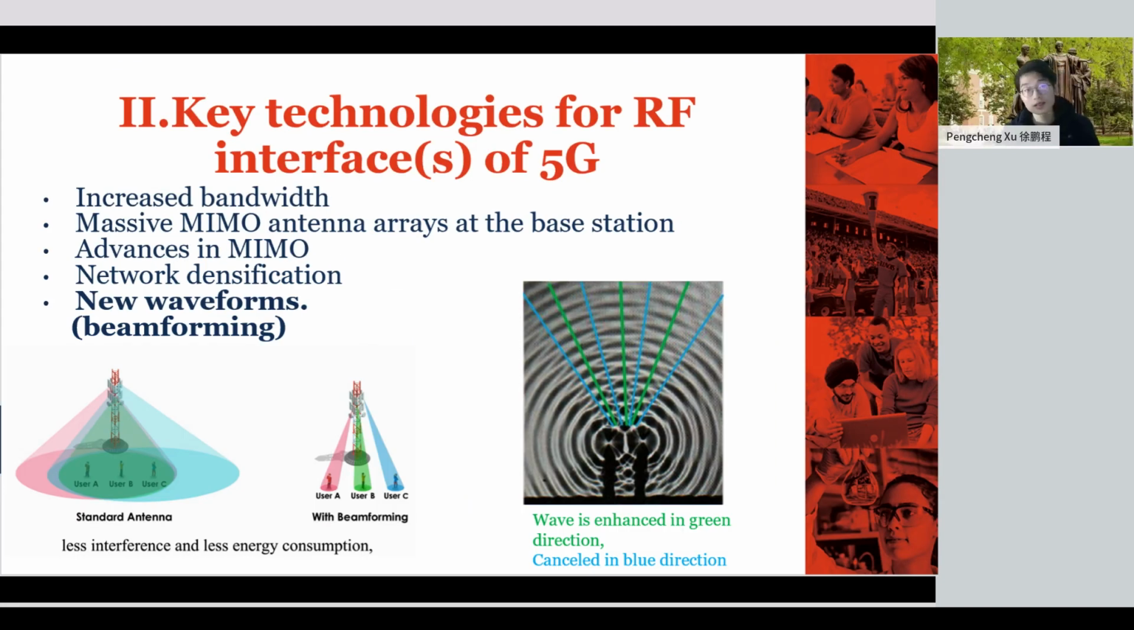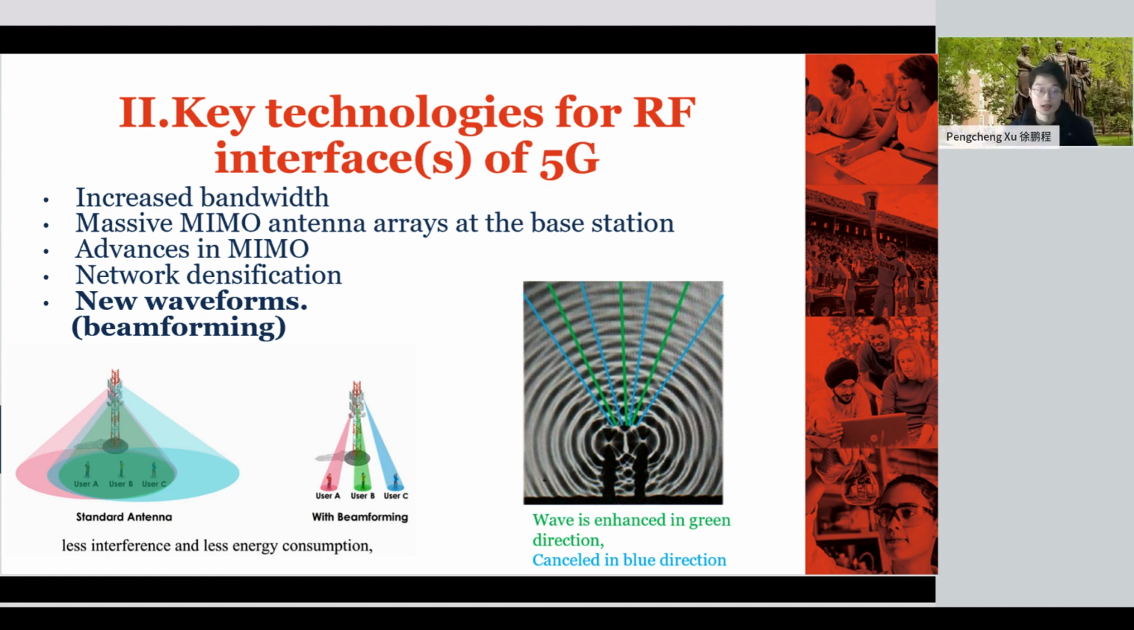The last technology I'd like to introduce is new waveforms, or especially beamforming. So what is beamforming? We can see from the right picture that if we combine two antenna signals together, we can get some direction specifically strengthened, enhanced, like in the green direction, while in the blue direction, the waves get cancelled. So we can get a much stronger signal in a specific direction using this technique.